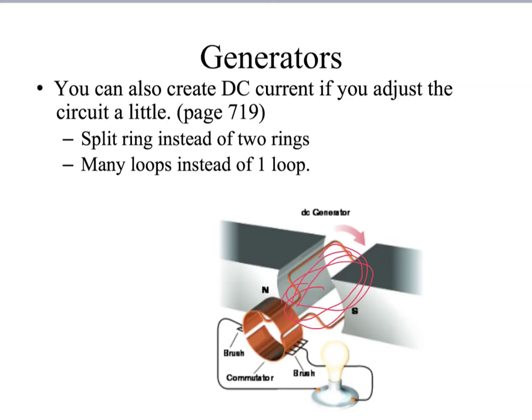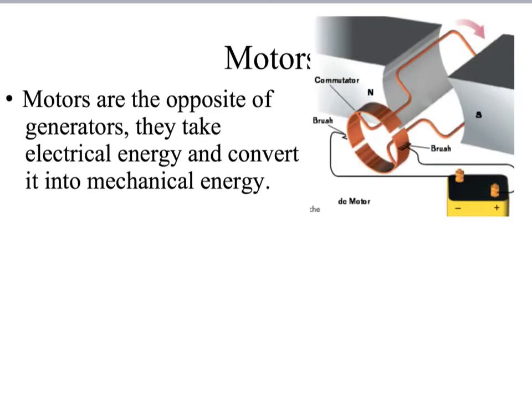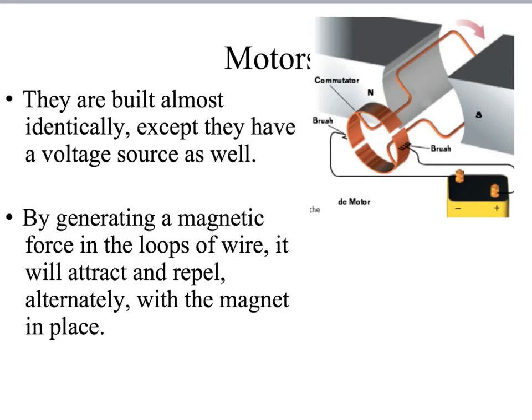All right. The other thing we can talk about is motors. Motors are the opposite of generators. They take electrical energy and convert it into mechanical energy, and they work almost the exact opposite of what we just looked at. They're built almost identically. Here we have a split ring, so it's like a DC one, but reverse. Now you connect this to a battery, so you're taking that electrical energy, and when you put this through here, it's going to generate a magnetic field.